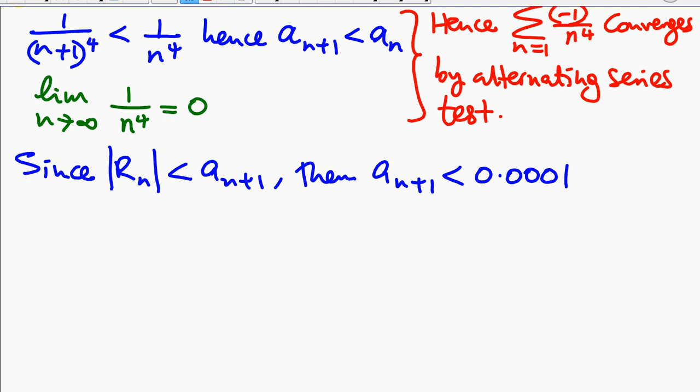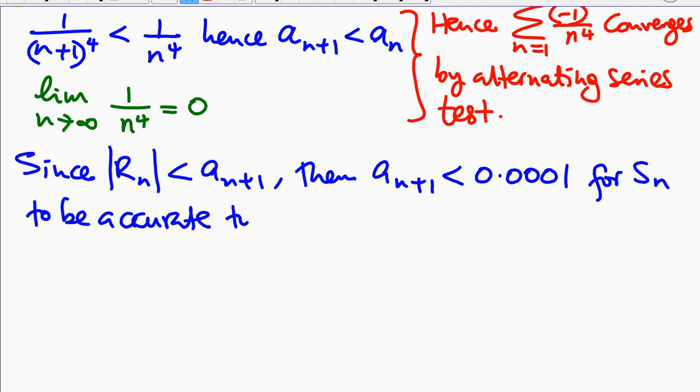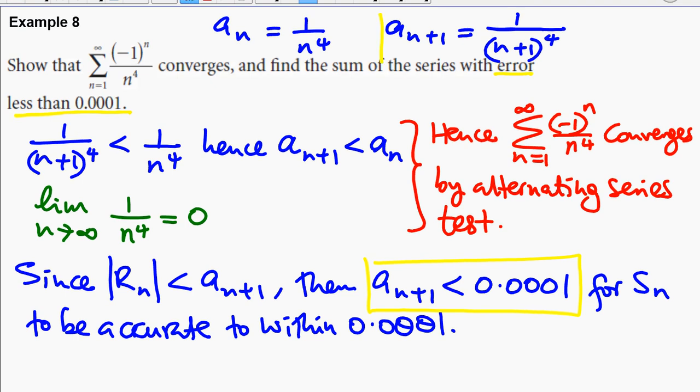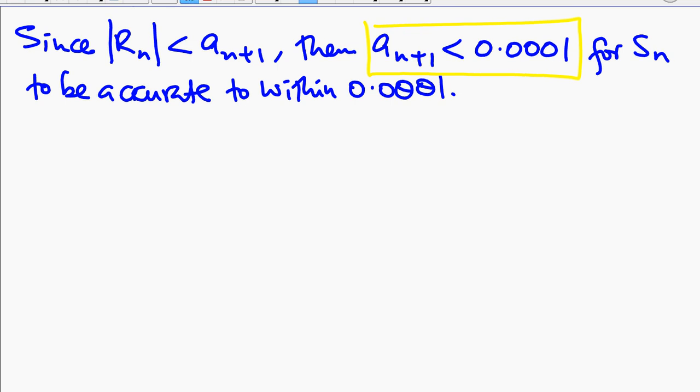So since the remainder is less than S sub n plus 1, then S sub n plus 1 is less than 0.0001, for the sum S n to be accurate to within 0.0001. Now what you're going to do is write down that inequality in terms of these. We have what S sub n plus 1 is, so the inequality is 1 over n plus 1 to the power 4, which is S sub n plus 1, is less than 0.0001.